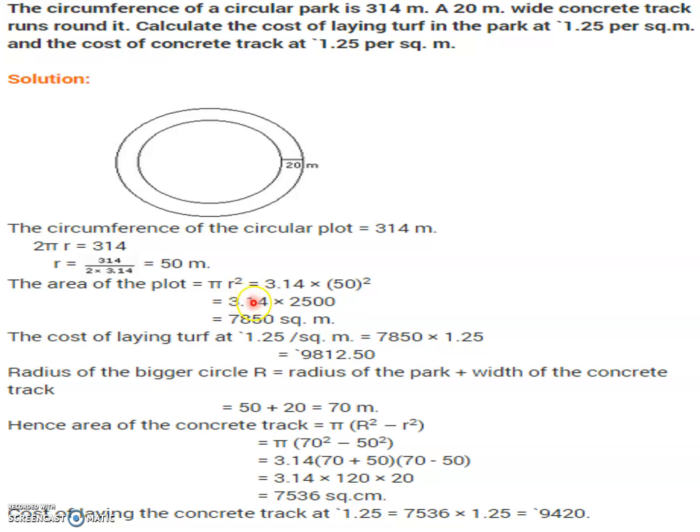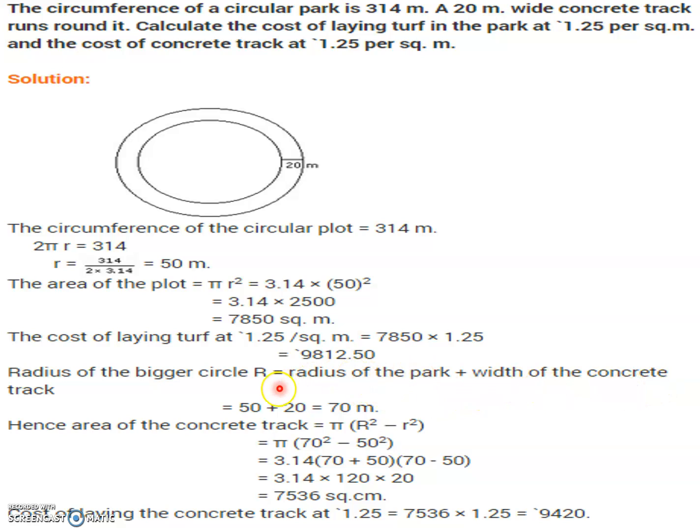Now, what is the pi value given? 3.14. What is the r value? R is what we derived, 50 meter. 50 square is 2500. Now, the total area is 7850 square meter. So the cost of laying turf at 1.25 per square meter. Obviously area into cost, we have to define 7850 into 1.25. So what do you derive? 9812.50.